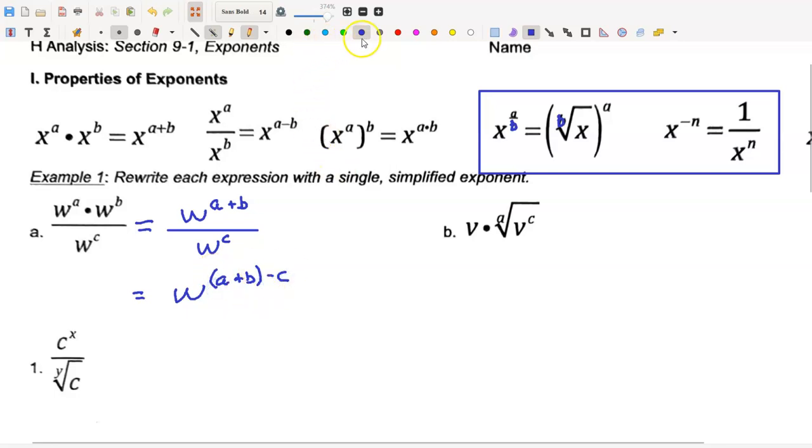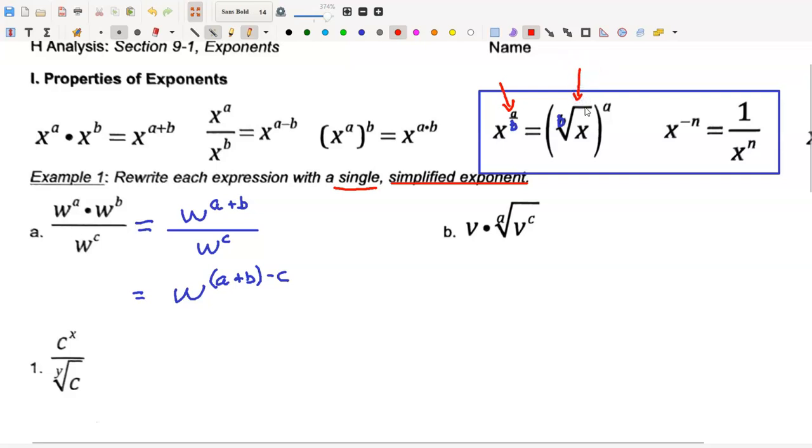So the goal here is stated in the directions. You want a single term, right? So we have multiple bases. We want to combine them all into one. And you want to simplify the exponent as much as possible. So if it's a fraction, simplify the fraction as much as possible. Also, if you have a fraction exponent as your answer, if possible, you're going to write it back into this format.